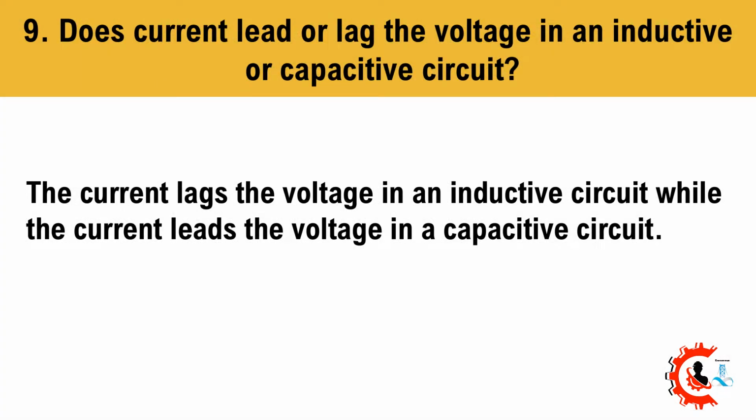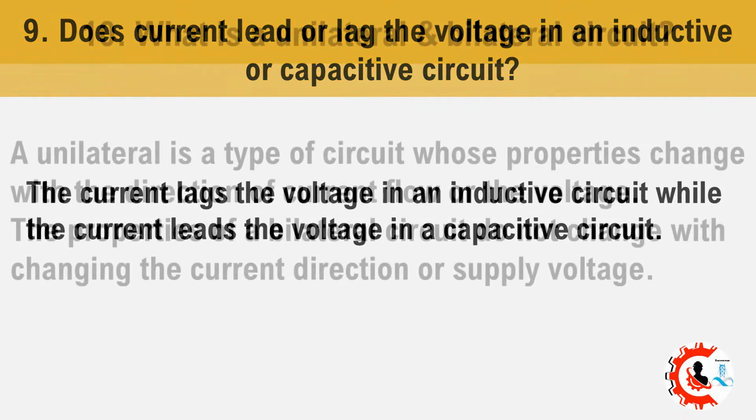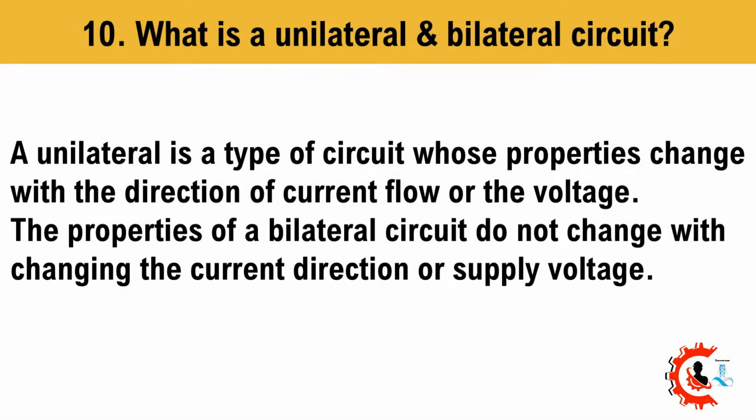9. Does current lead or lag the voltage in an inductive or capacitive circuit? The current lags the voltage in an inductive circuit, while the current leads the voltage in a capacitive circuit. 10. What is a unilateral and bilateral circuit? A unilateral circuit is a type of circuit whose properties change with the direction of current flow or the voltage. The properties of a bilateral circuit do not change with changing the current direction or supply voltage.